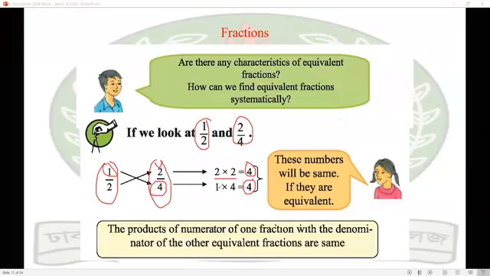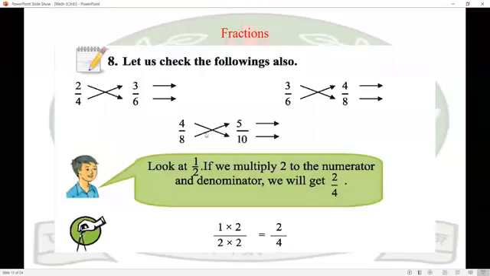So we have to remember it: the product of the numerator of one fraction with the denominator of the other fraction is the same. Then we can say they are equivalent fractions. You see that there is some math to identify the equivalent fraction. So 4 and 3. At first you have to multiply 4 into 3. We get 12. When we multiply 2 and 6, we get 12. So they are equivalent fractions.